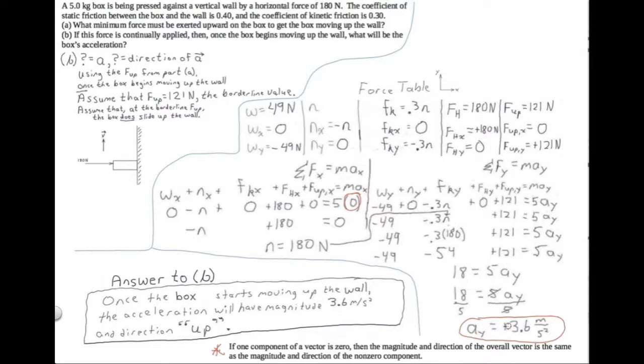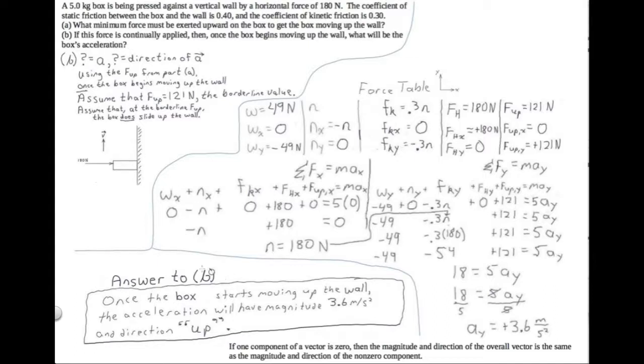a sub y is positive. Our positive y direction is up. So the direction of the acceleration is up, and the overall acceleration will have the same magnitude as a sub y, 3.6 meters per second squared. Check that you've answered the right question and that you've answered all parts of the question.